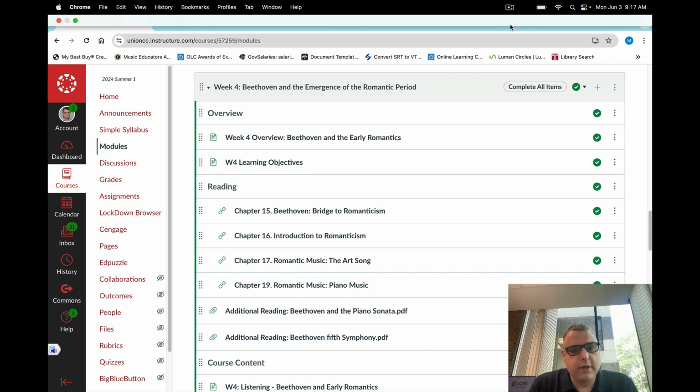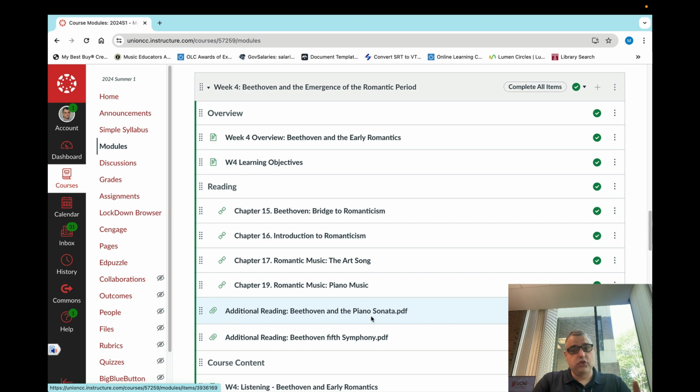So, a couple things we're going to want to do this week. Obviously, we're going to read chapters 15 through 19 in our text, in the Cengage text, and I have two other additional readings as well. One focuses on Beethoven's Fifth Symphony, and one focuses on Beethoven's piano sonatas, but mainly the Moonlight Sonata. And the Moonlight Sonata is a sonata that you've all heard before, but it's a great piece, and we're going to listen to it and get some more information about it.